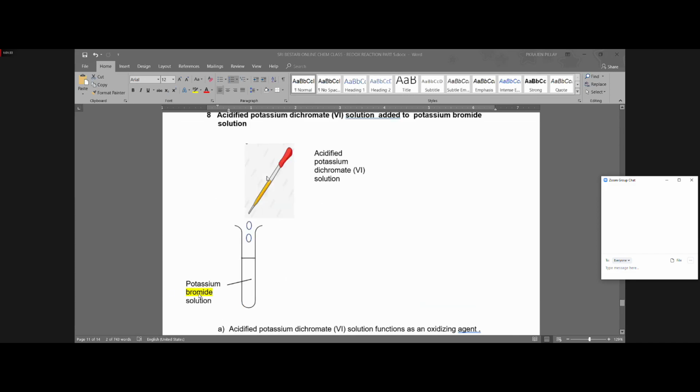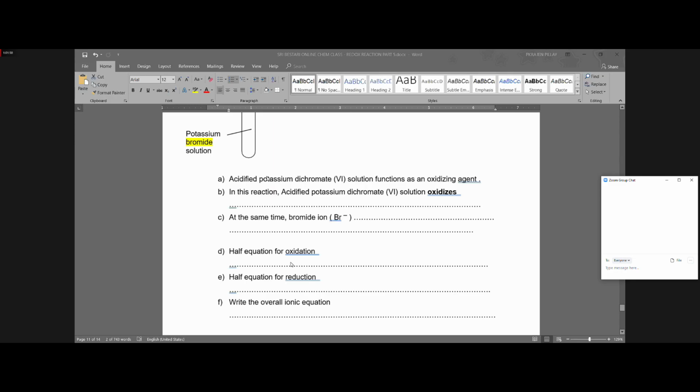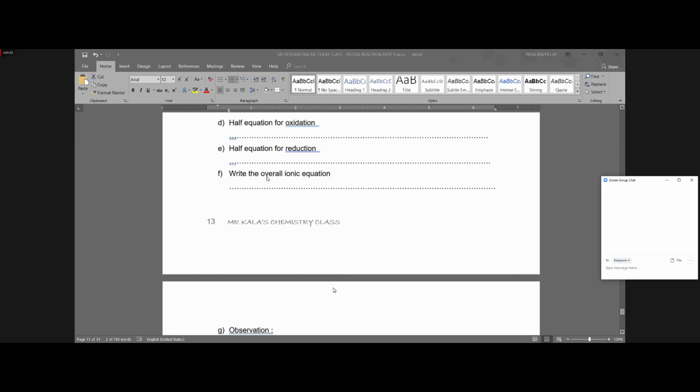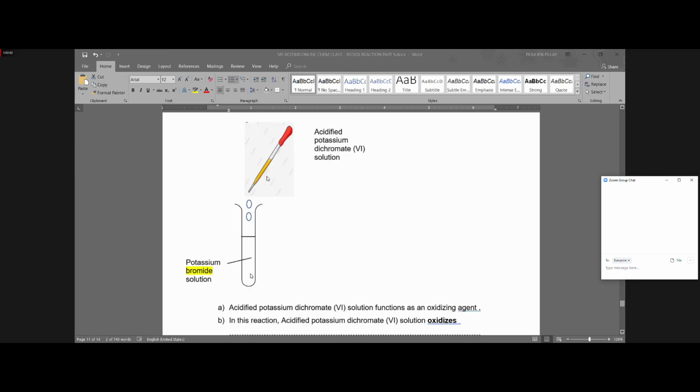Bromide ion will become bromine. This is also colorless. Bromide ion is a reducing agent. That's why I highlight that. This one, your dichromate 6 solution, is your oxidizing agent. Everything is the same, only the half equation you change a bit and then write the overall. Color change, please note it down. Dichromate 6 changes color from orange to green. And bromide ion changes color from colorless to brown, bromine.